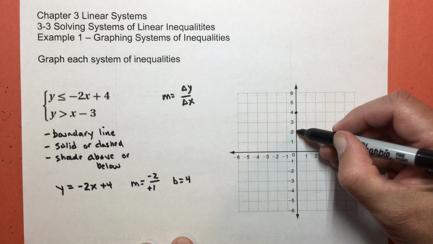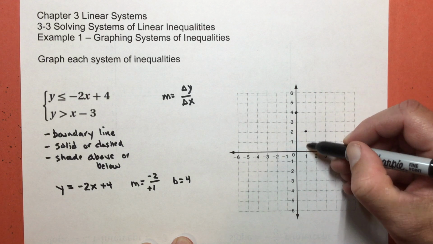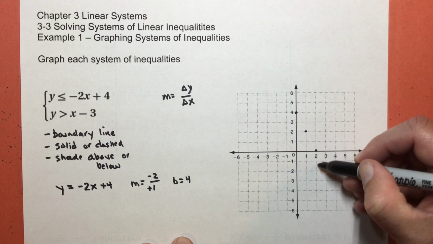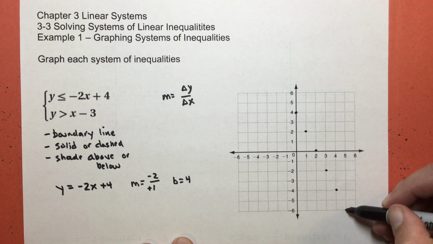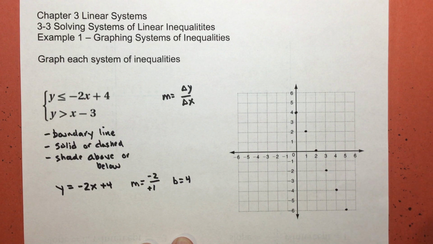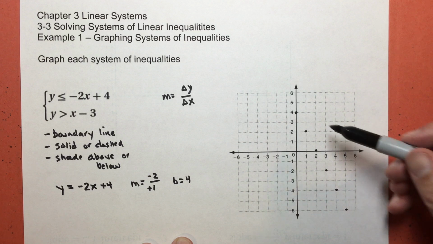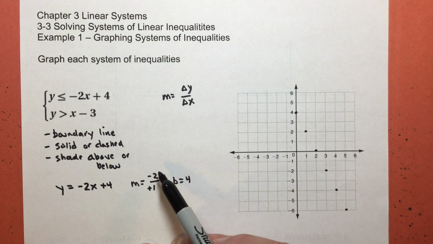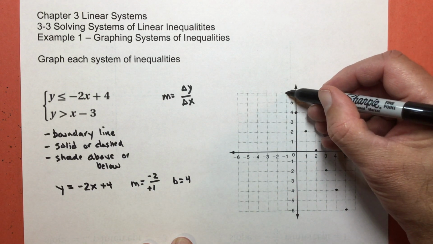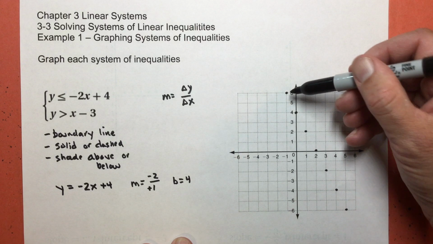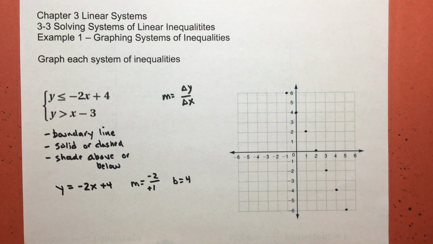So I go down 2, right 1. Down 2, right 1. Down 2, right 1. I'm going to keep doing that until I go off the grid. And not only that, but I'm also going to go the other direction. Negative 2 over 1 is the same as positive 2 over negative 1, so I can go up 2 and to the left 1. So it looks like I'm going to be drawing my line through here.